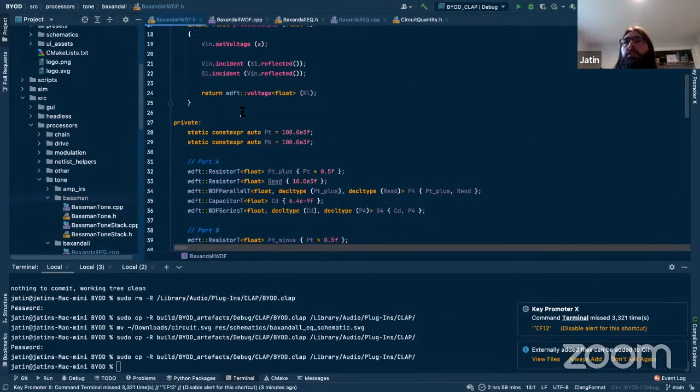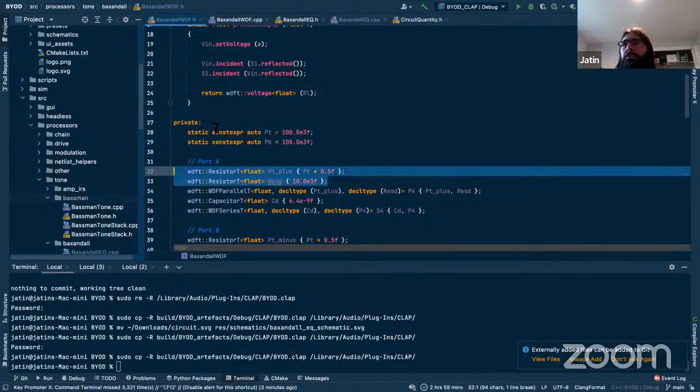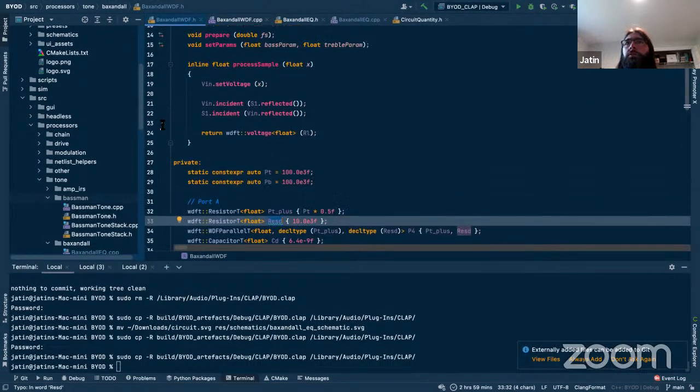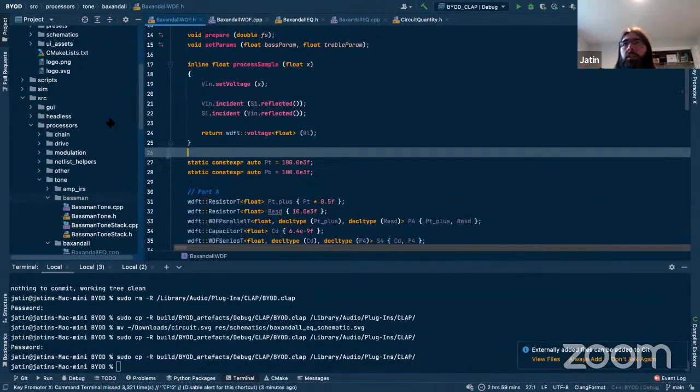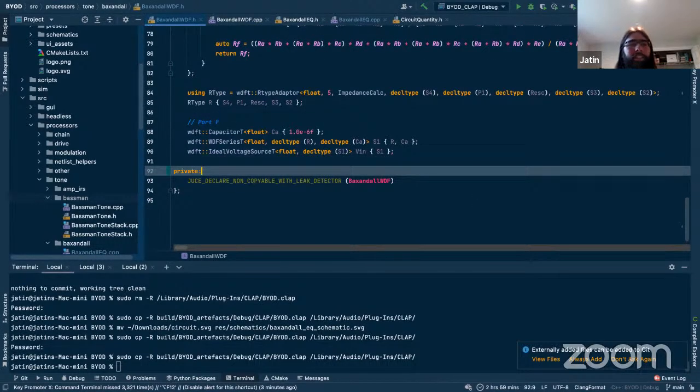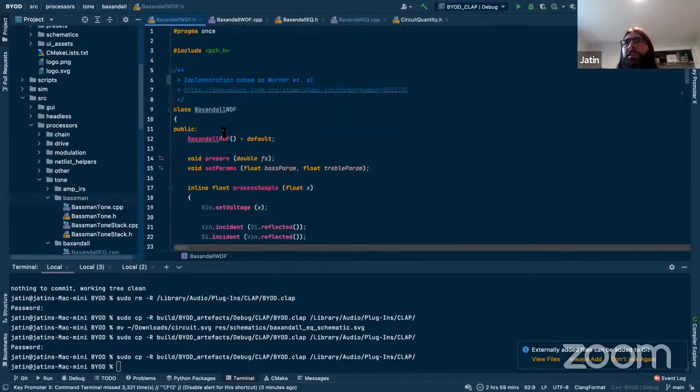So first things first. Yeah, so I guess first we've got these two resistors here, PT plus and ResD. And these are just two resistors in parallel. So there's an easy way to combine resistors in parallel. Also, I'm just going to make everything public, which I'll explain in a couple of minutes.